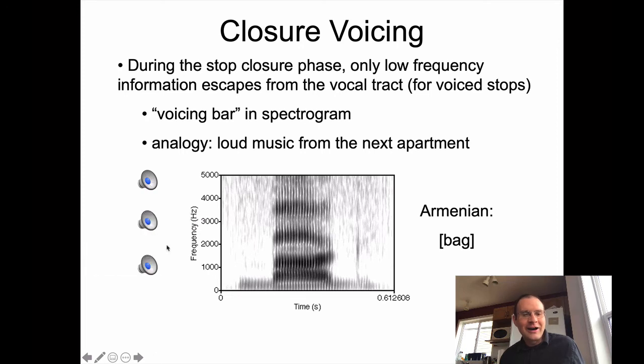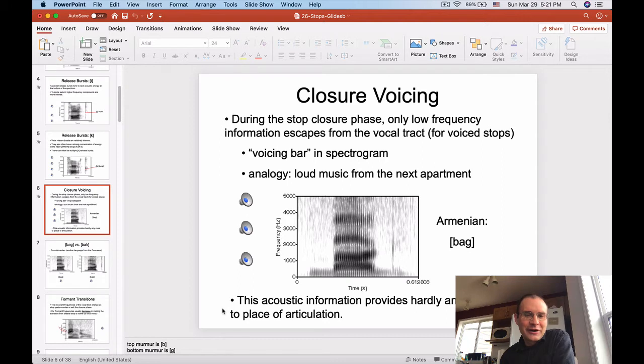That didn't work. I will reveal the answer, however, that the top one is the B, and this is the G. So maybe you can spot that, but most people can't in any reliable fashion. So basically, all we can get out of this is the information that this is a voiced stop. We can't really tell what kind of voiced stop it is.